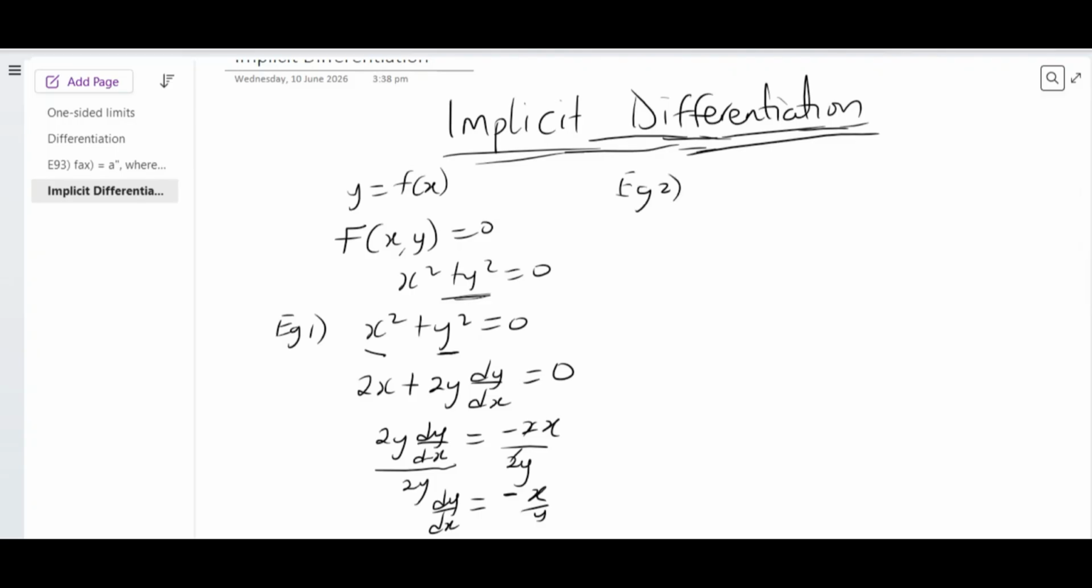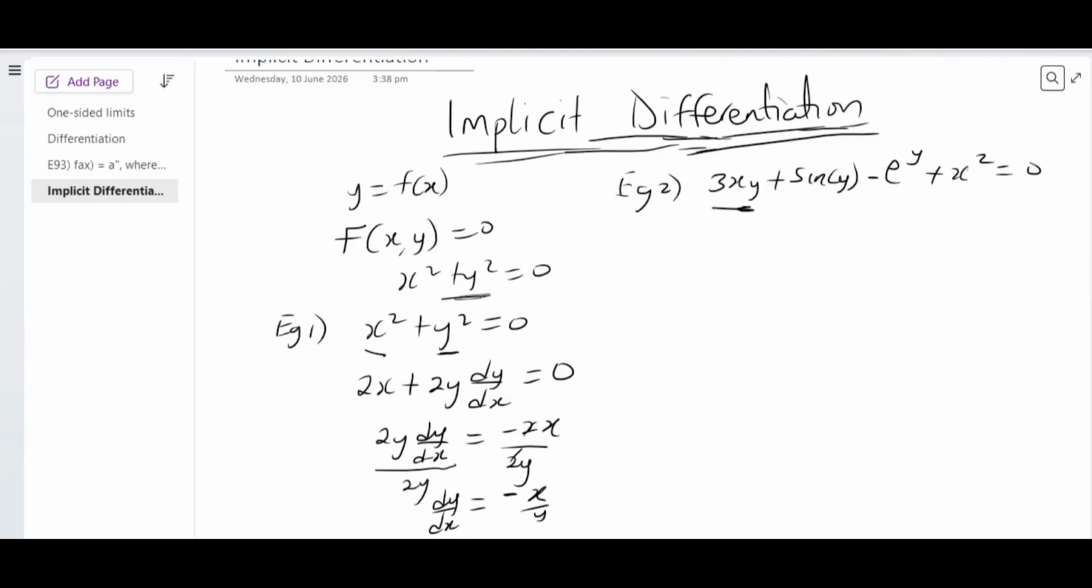Let me look for a more complex example for us to do. So we have 3xy plus sine y minus e to the power y plus x squared equals 0. Don't be scared. Let's take this example. Just as I said, you are going to differentiate each term separately, but take note that anytime you differentiate a term with y, you need to attach dy/dx to it.